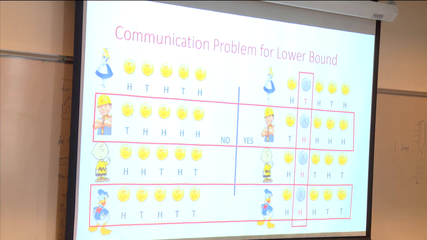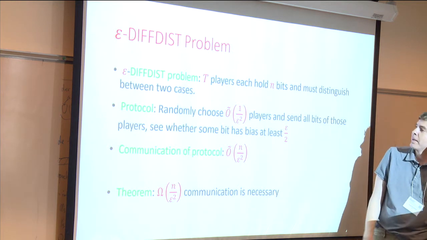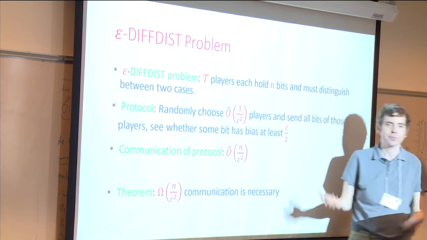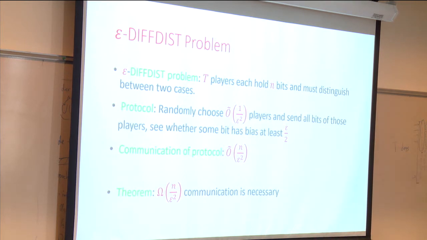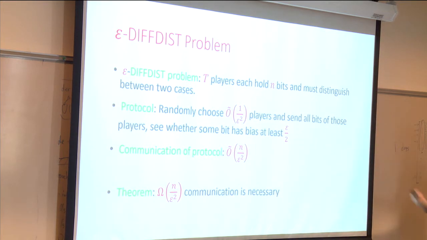Okay, so a natural protocol for this problem is to choose the first 1 over epsilon squared times log n players, and just have all the players post their inputs to the Blackboard. And that's enough to distinguish a biased coin, right? I need 1 over epsilon squared samples to distinguish a fair coin from a biased coin, and I can union bound with an extra log n. And so there's an upper bound of n over epsilon squared. And what you can show here is that n over epsilon squared communication is necessary.